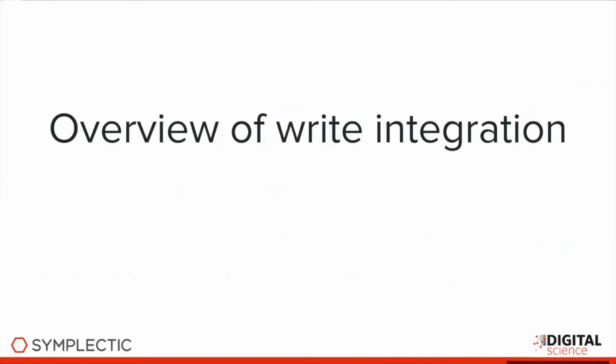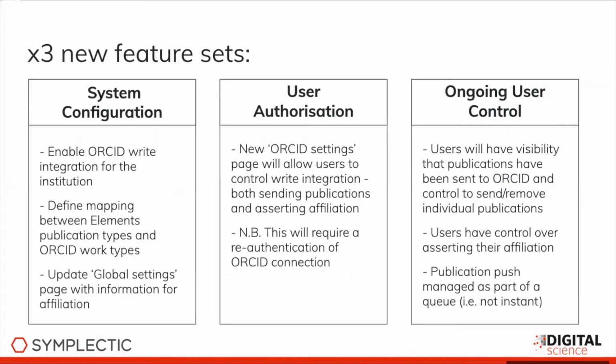This will make more sense when I'm in the system and I'm clicking around, but I do want to give a high level summary of what I'll be covering and discuss the three sets of features that allow this integration to work. This is system configuration, user authorization, and then the ongoing user control of the write integration. If the system is not configured to allow users to write to ORCID, the behavior won't change from the current behaviors. Users would see very little, I think no difference.